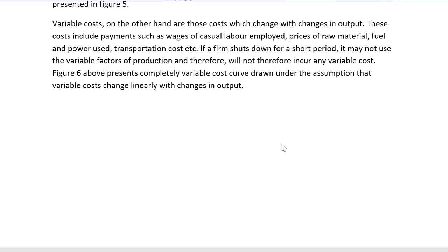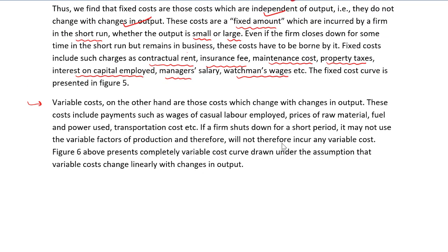Let us continue. Variable costs, on the other hand, are those costs which change with the changes in output. These costs include payments such as wages of casual laborers. So when there is less output, fewer casual laborers will be brought into the company. Prices of raw materials: when there is less production, less raw material will be used, and accordingly fuel and power used, transportation cost, etc.